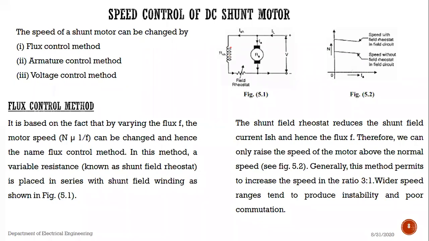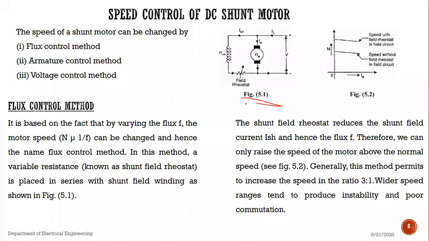Is my point clear? By varying the flux, the motor speed can be changed, and that's why it is known as the flux control method. Here, the field rheostat is connected in series with the shunt field winding. You can see this in figure 5.1.